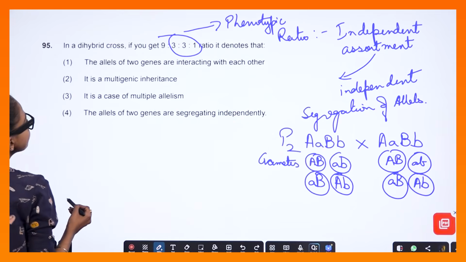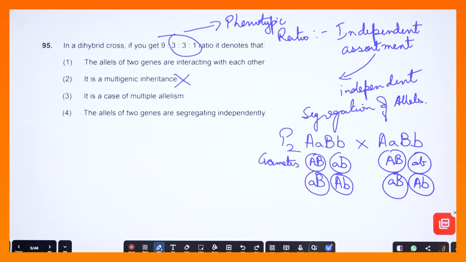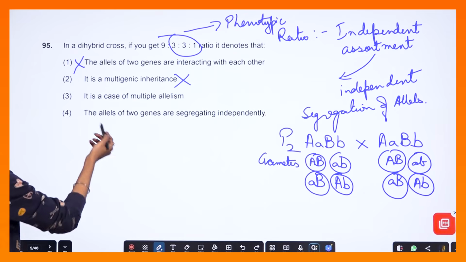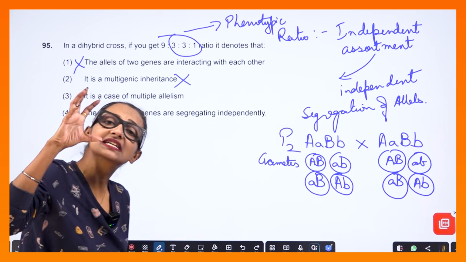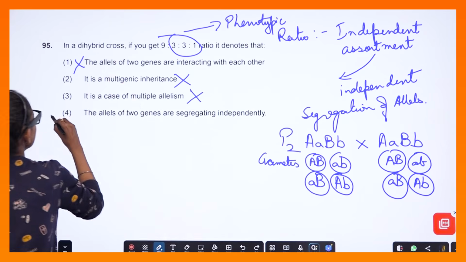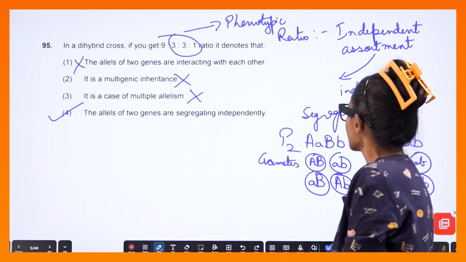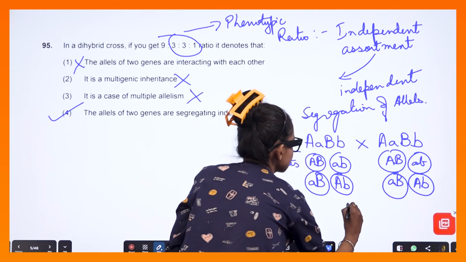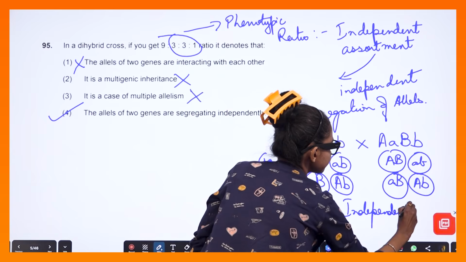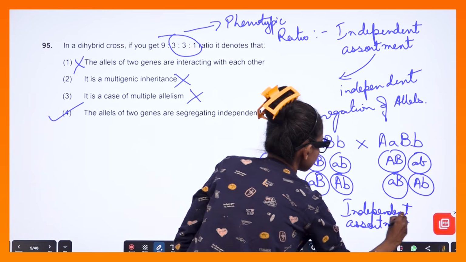So now read this. No, it's not true. Alleles of two genes are interacting. No, it's not true, because in multiple allelism, a single gene is controlled by many alleles. Here, that's not happening. So this one is independent assortment. Right?